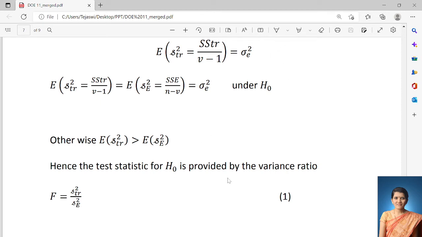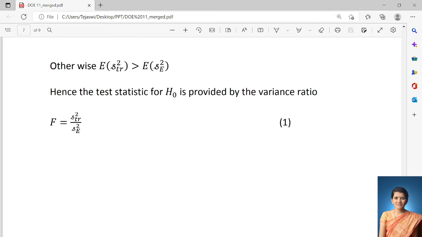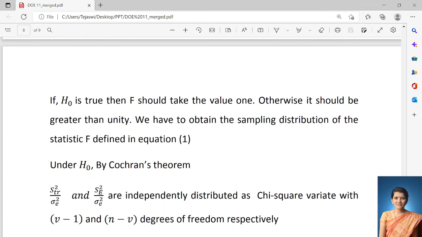Hence, the test statistic under H naught is the variance ratio. So F is the mean sum of square due to the treatment divided by the mean sum of square due to the error. If H naught is true, then F should take values around 1, and otherwise it should be greater than unity, because the mean sum of square due to the treatment is greater than the mean sum of square due to the error.